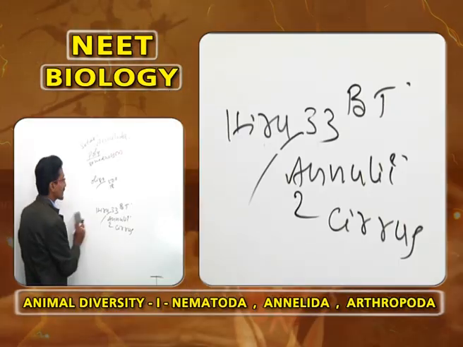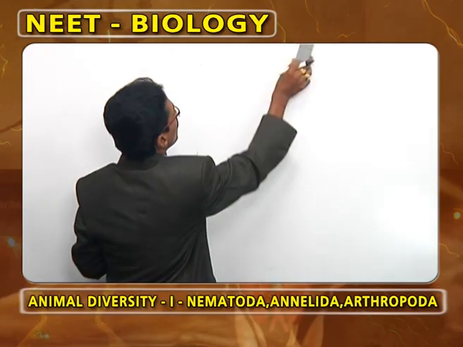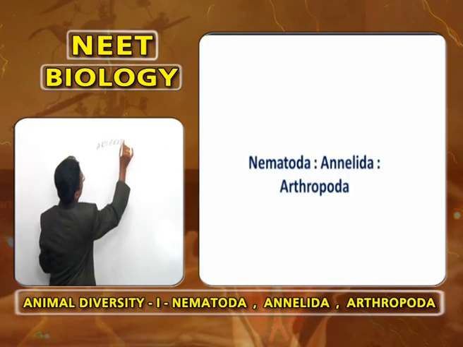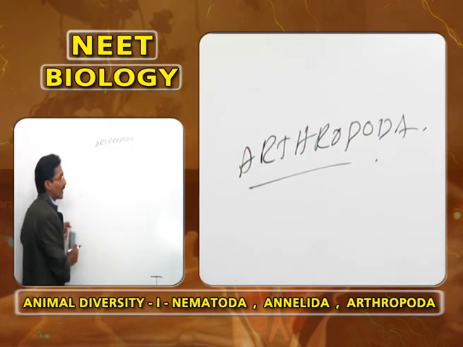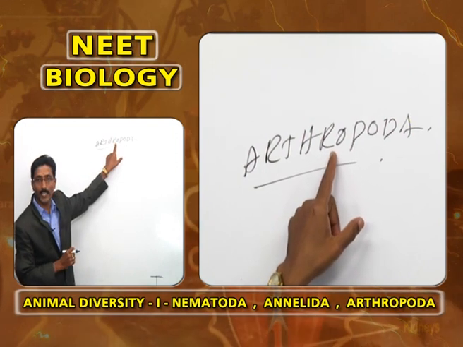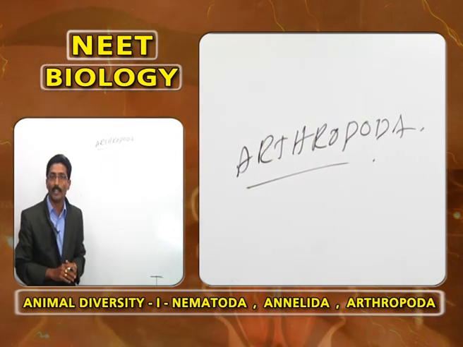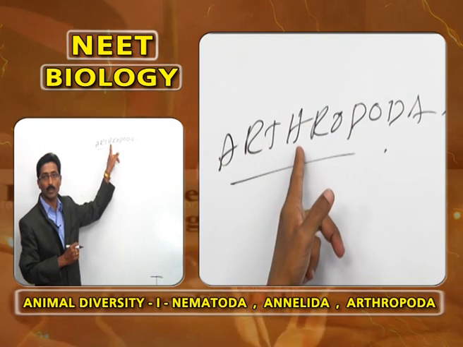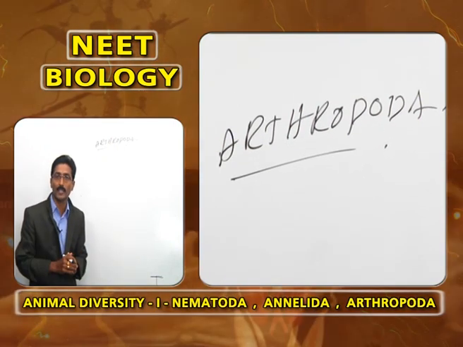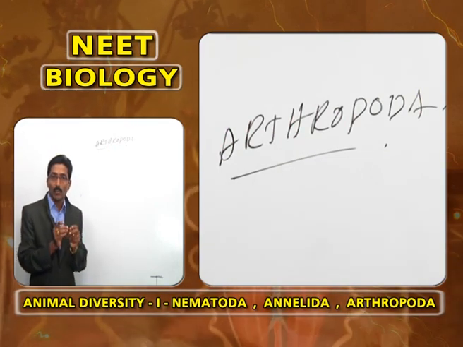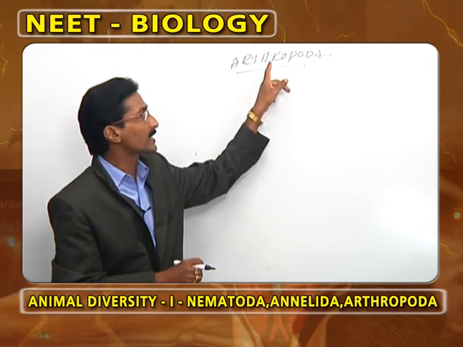Now we have to discuss the next one, the phylum Arthropoda. What is the taxonomic position of Arthropoda in the kingdom Animalia? We call it a phylum. Now from the NEET point of view, what are the important questions in Arthropoda? In all aspects, what is the biggest phylum? The Arthropoda. Now among invertebrates, which are the true terrestrial invertebrates? Arthropoda.